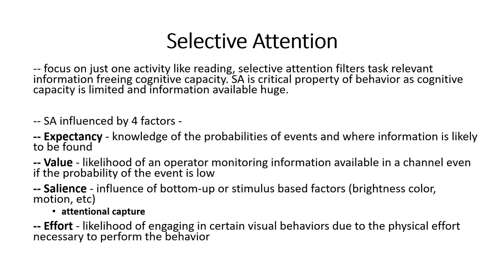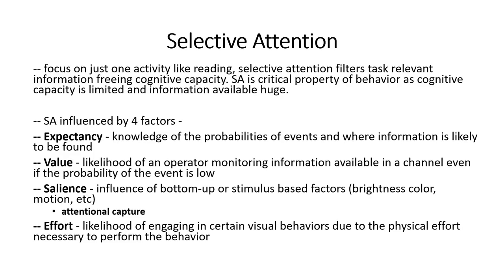Now, the focus on just one activity like reading is selective attention. We discuss three different types of attention: selective, divided and sustained or vigilance. What we will do now is take each of these attentions one by one and try to understand what they mean and what their nature is. The first form of attention is called selective attention. Here people focus on just one activity, and a good example is reading. What does selective attention do? It filters out irrelevant information, thereby freeing cognitive capacity.